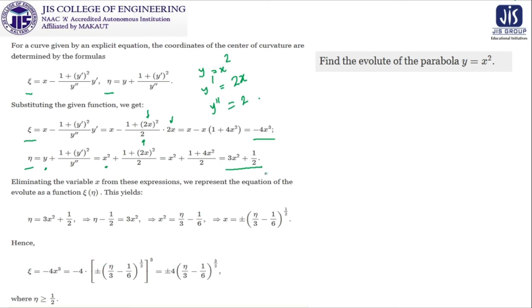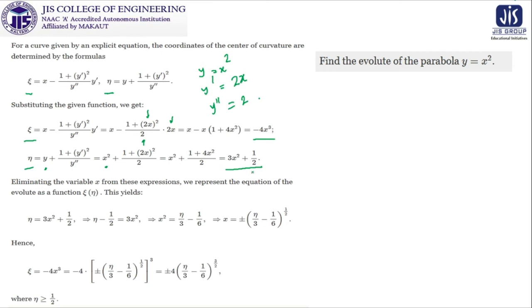Now we are trying to find out the locus of ξ and η. So obviously we don't need x in the presence of that. We need the relationship between ξ and η. So now our job is to eliminate the variable x from these expressions. So how to do that? We can make one expression of x by ξ and then we can substitute x in η, or vice versa.